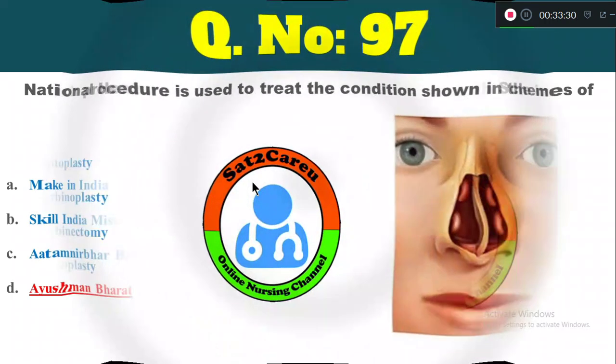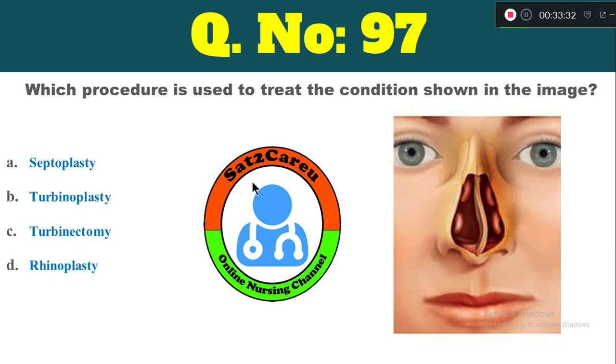Question number 97. You can see the image. This is a deviated nasal septum. Which treatment is used to correct this problem? Option A septoplasty, B turbinoplasty, option C turbinectomy, option D rhinoplasty. The right answer is option A septoplasty. Septoplasty is used to correct the deviated nasal septum.